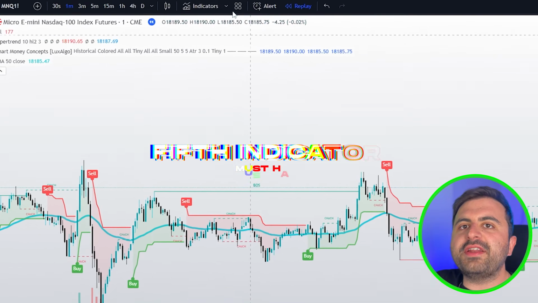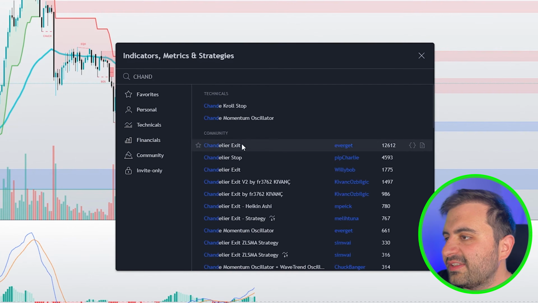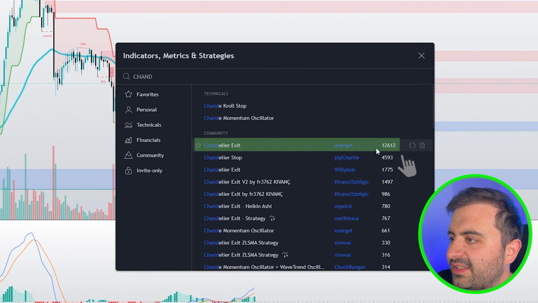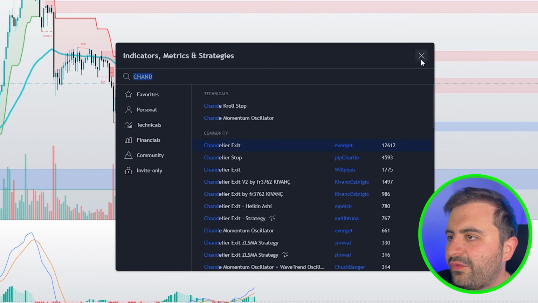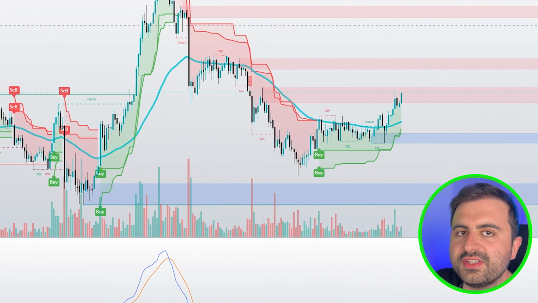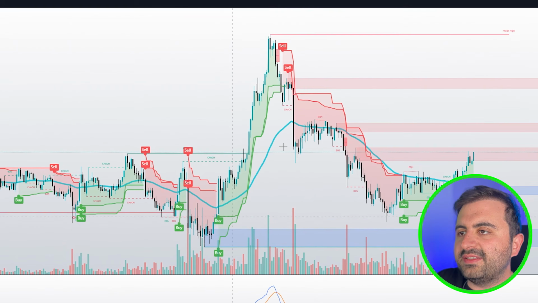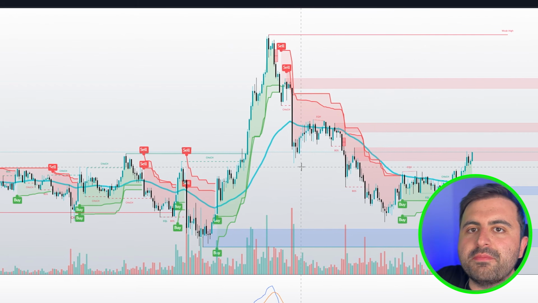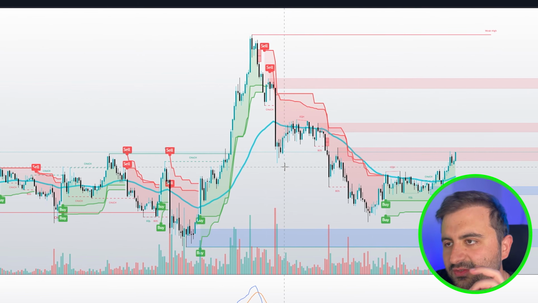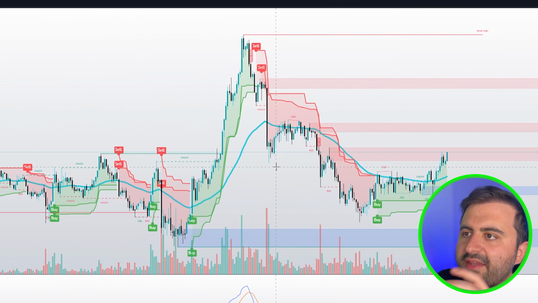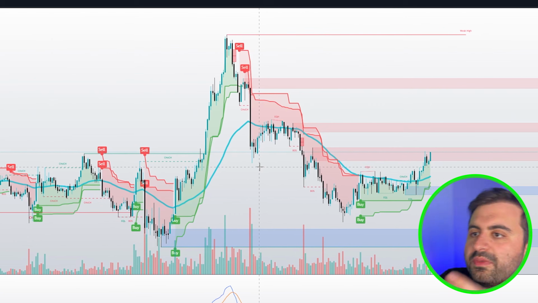So now the final indicator, which is called the Chandelier Exit. This is again an all-time classic. It has nearly 13,000 favorites on TradingView. Click it on your chart, and this indicator is very similar to the Supertrend. It will give you buy and sell signals. If you remember my strategy where I combined 3 Supertrends, this strategy is something very similar to that. We are combining 2 signal indicators to confirm each other.